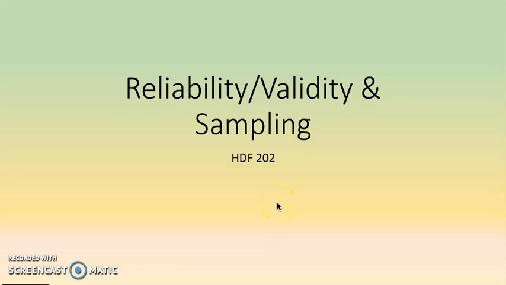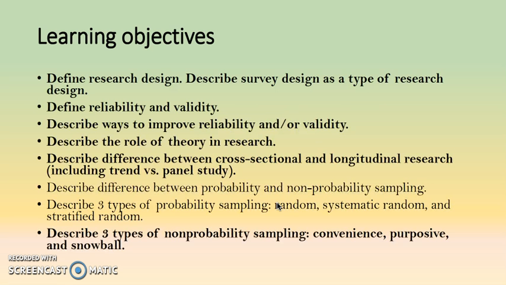This is the final video lecture on content, where I'm going to go through reliability and validity, and also a few details about sampling that were not covered in the Khan Academy video. So these are the learning objectives covered in this particular video, though some aspects are also covered in the textbook. We're talking about research design, reliability and validity, the role of theory, cross-sectional versus longitudinal research, and also snowball sampling.